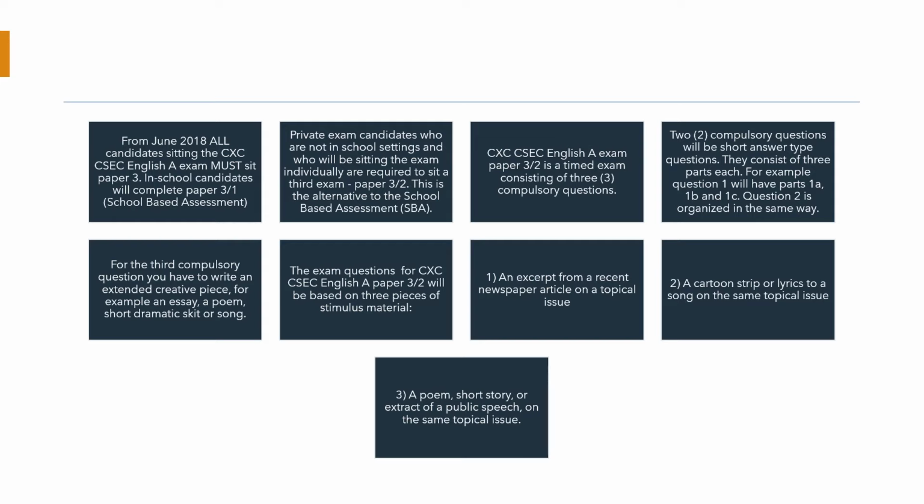The exam questions for CSEC English A, paper 3/2, will be based on 3 pieces of stimulus material. 1, an excerpt from a recent newspaper article on an issue that is of importance. 2, a cartoon strip or lyrics to a song on the same topical issue. And then you'll have a poem or a short story or an extract from a public speech on the same topical issue. So basically what they're saying is that all 3 pieces will have a common topic, a common theme that runs through them.